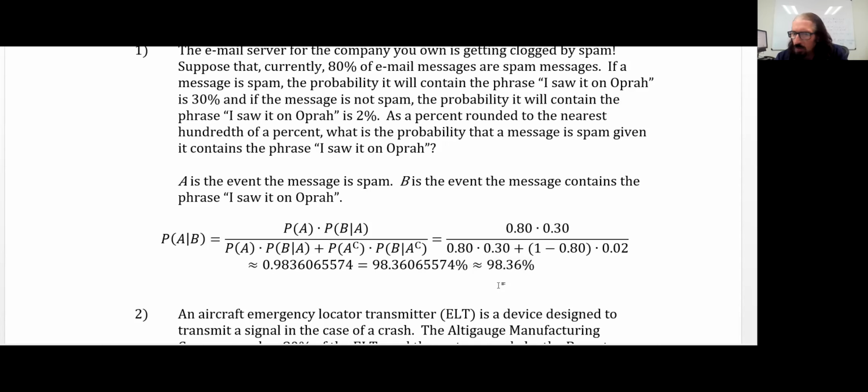Okay, about to do another example where, again, the sample space is partitioned into two.